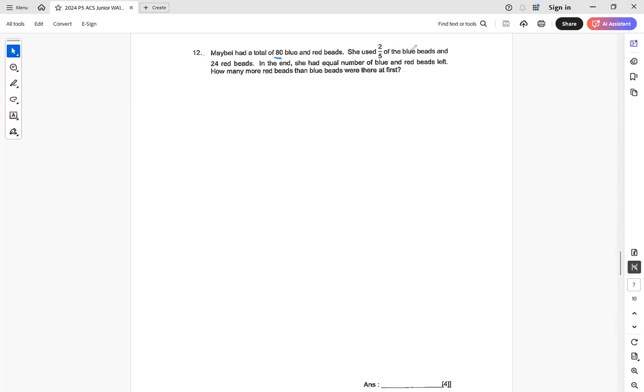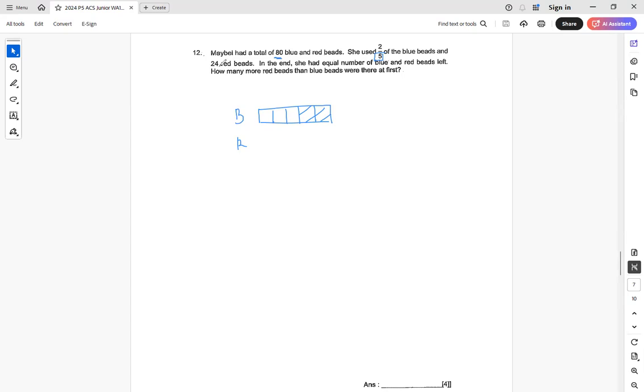She used 2/5 of the blue beads. I'm going to draw the model for blue and red. Let's look at the blue first. It tells us she used 2/5 of the blue, meaning at first she must have a total of 5. So let's draw 5 units for the blue. She used 2 out of the 5, so I'm going to shade 2 of them to represent that she has used it. So she must have remaining of 3.